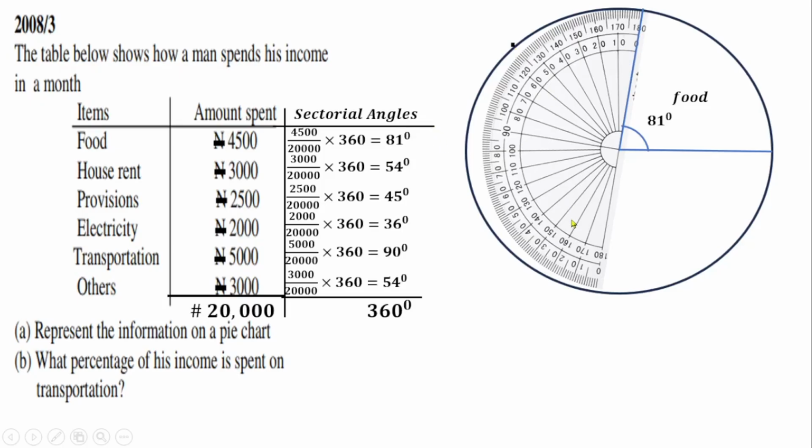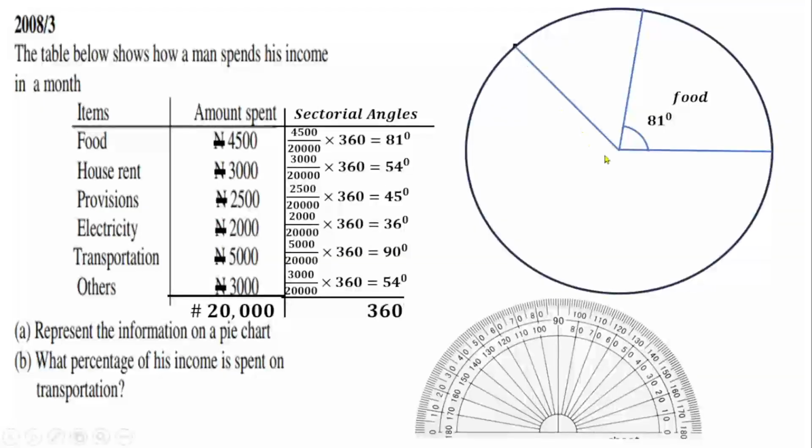Remove your protractor. Then take your ruler and a pencil and draw a straight line down. So this is my point here. Then take a ruler and draw this radius. Then mark the angle here, and that will give us 54 degrees written, and the label is house rent.